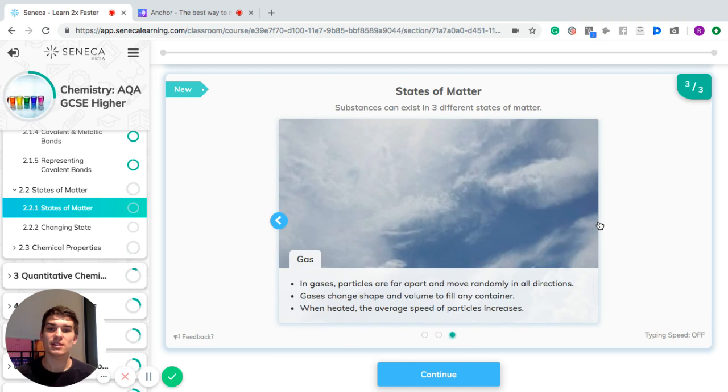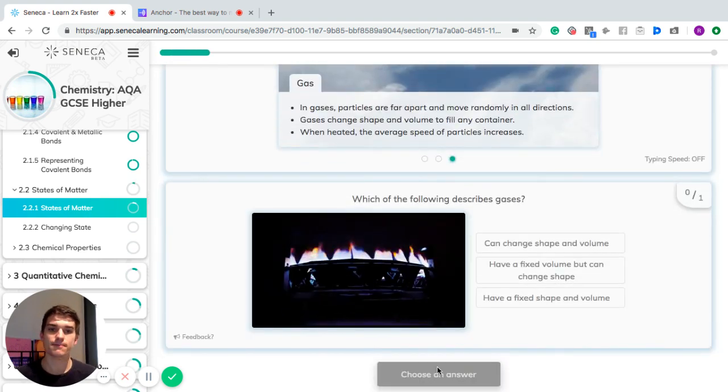And the last state of matter is gas. So in gases, particles are far apart and move randomly in all directions. And gases change shape and volume to fill any container. When heated, the average speed of particles in a gas increases.